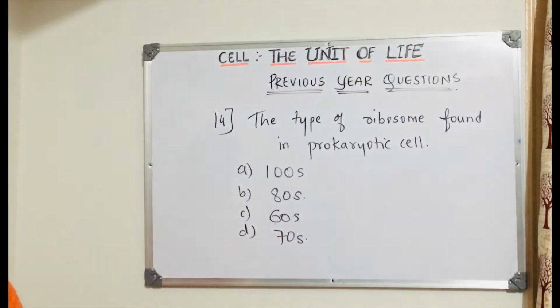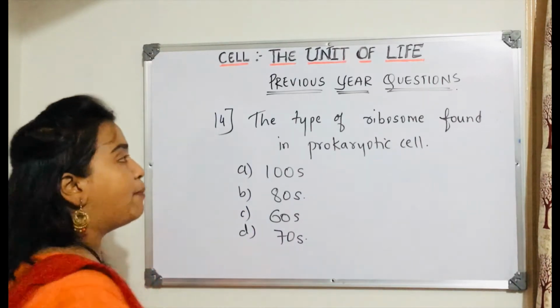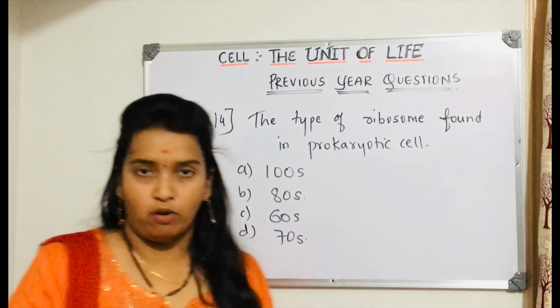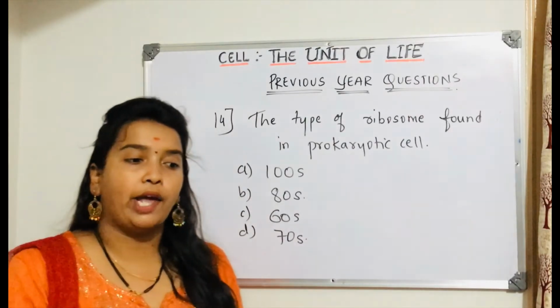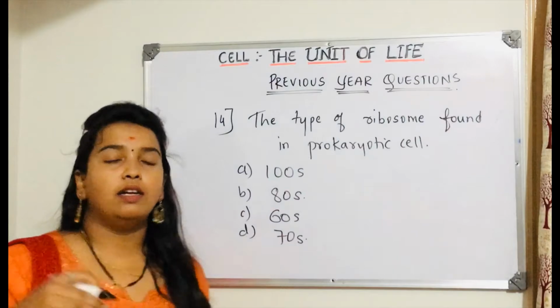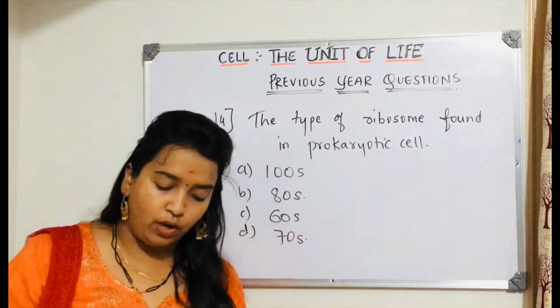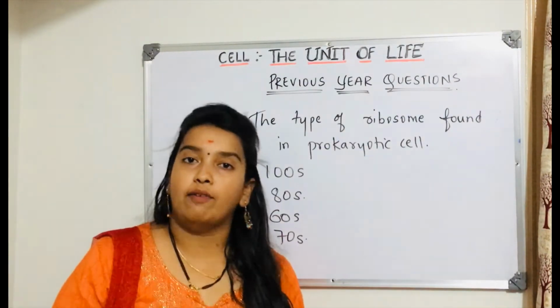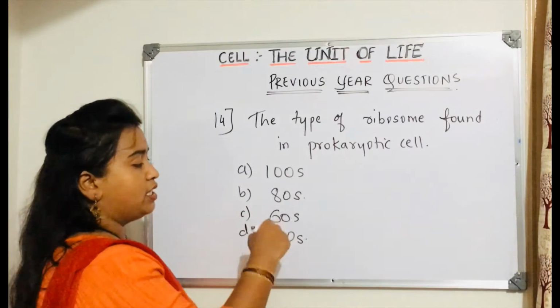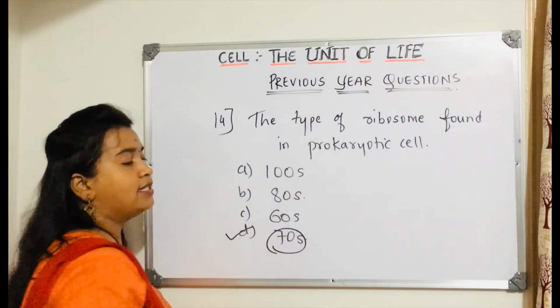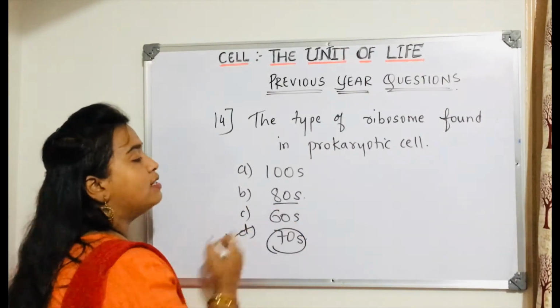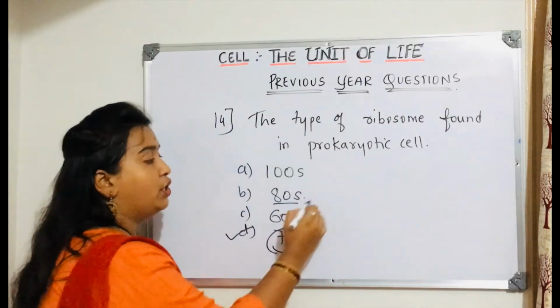What is S in ribosome now? What is that S? And they are asking type of ribosome found in prokaryotes. I told you prokaryotes have some other, eukaryotes have some other sedimentation coefficient. Now prokaryotes have what? They have which among this? 70S. Answer is D. What about 80S? 80S is found in eukaryotes.